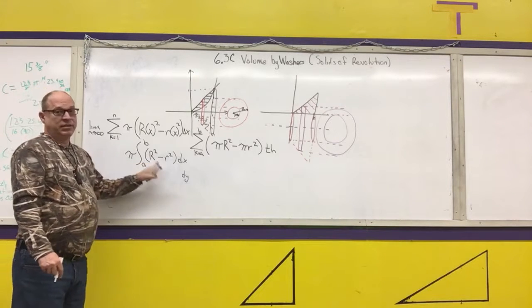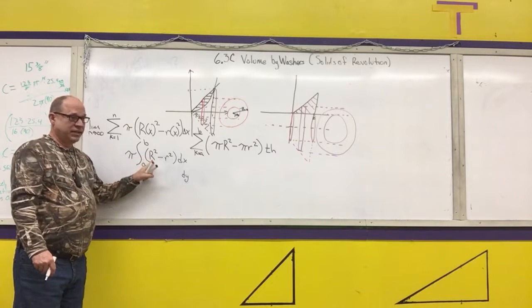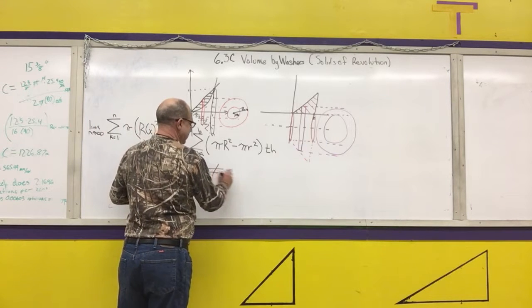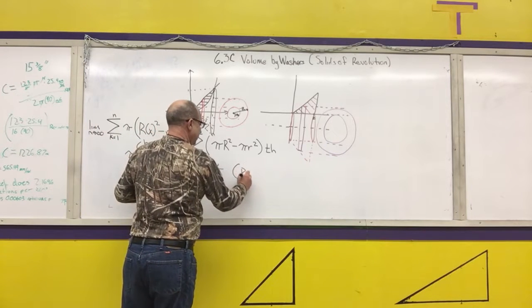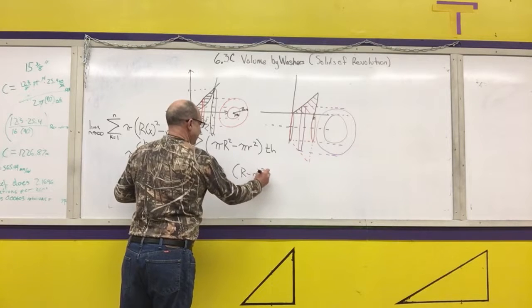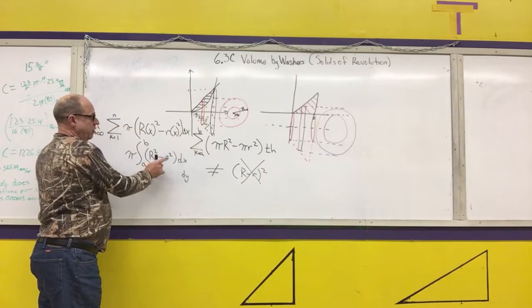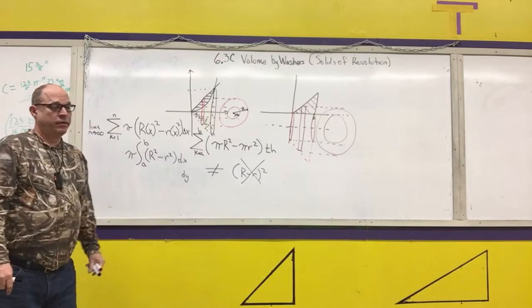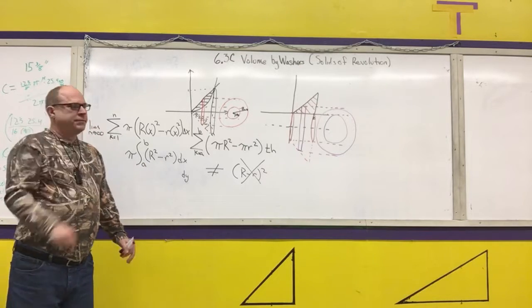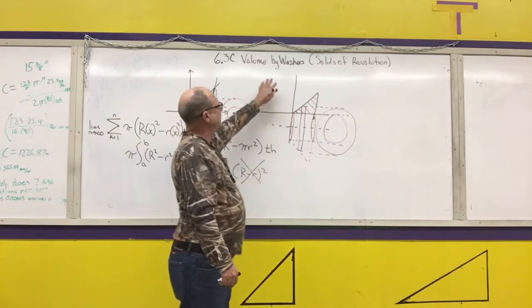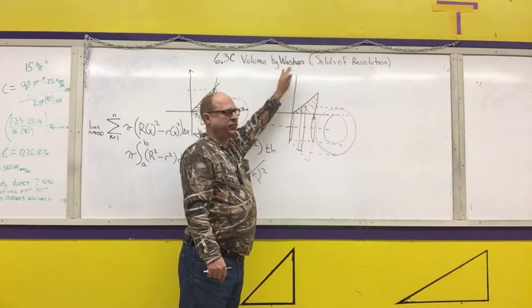Big thing to notice here is that it is the big radius squared minus the little radius squared. It is not the big radius minus the little radius all squared. That is wrong. It's big radius squared minus the little radius squared. So that's the driving factor behind what gives us a volume by washers.